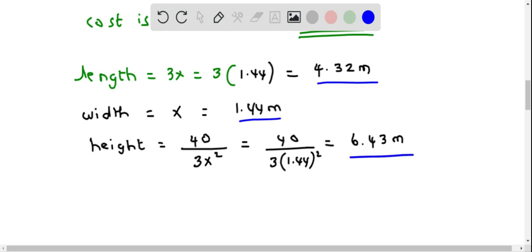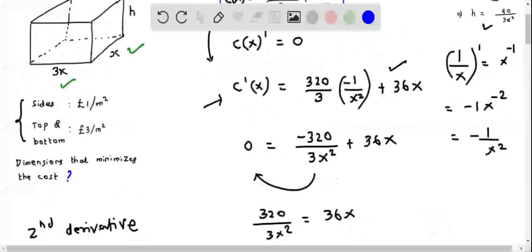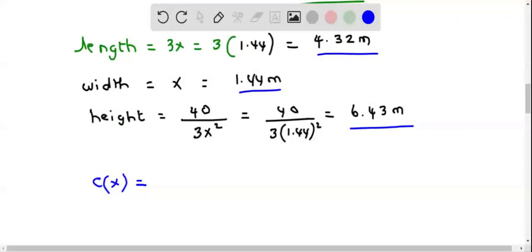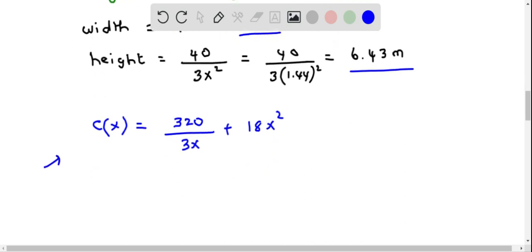Now let's find the corresponding cost. For that, we will utilize the cost function. Let me copy the cost function. This is 320 over 3x plus 18x squared. So I write down 320 over 3x plus 18x squared. Basically we have to plug in x equal to 1.44 into this expression.